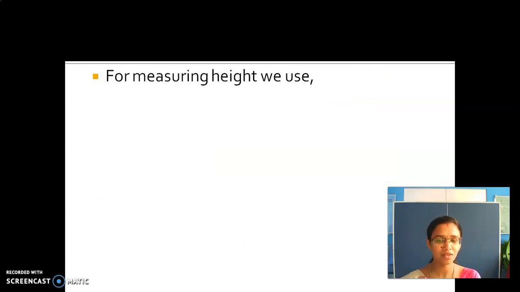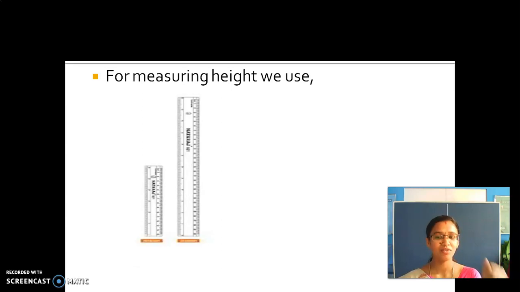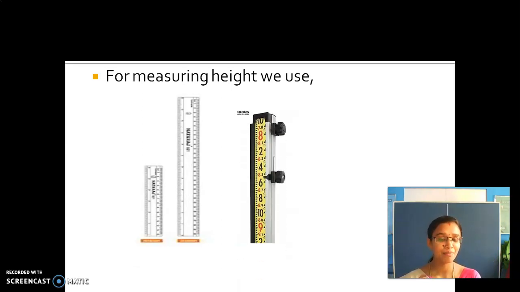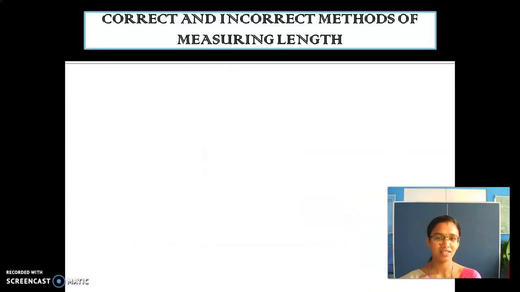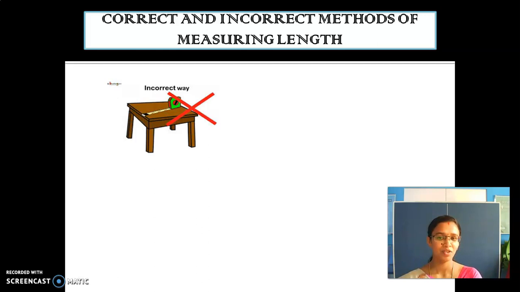Okay. So for measuring height, what are the devices? One is the scale, the second one is the meter rod, and the next one is the meter tape. And then correct and incorrect measurement. While measuring, you have to keep the tape in a straight way.